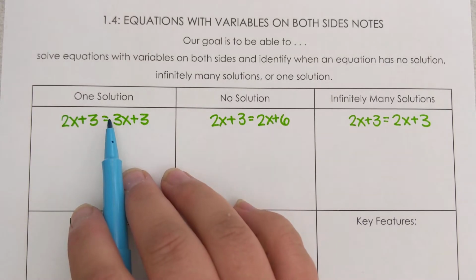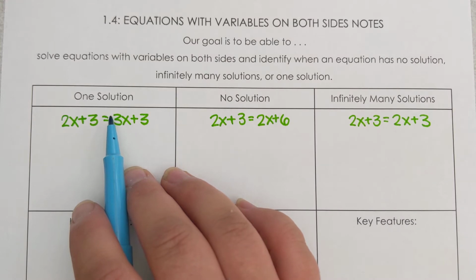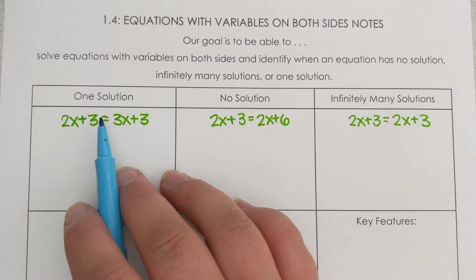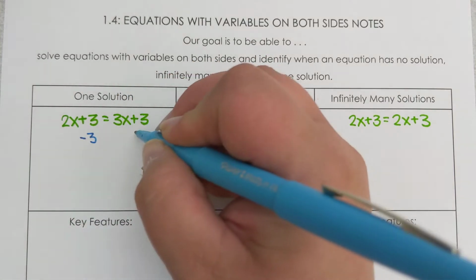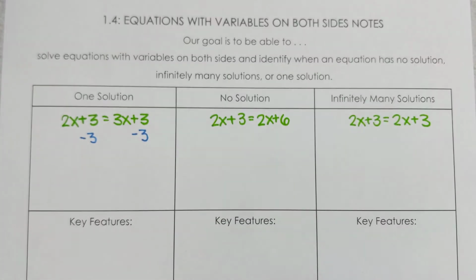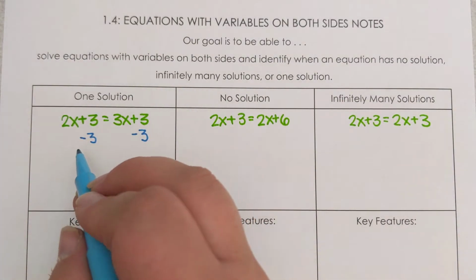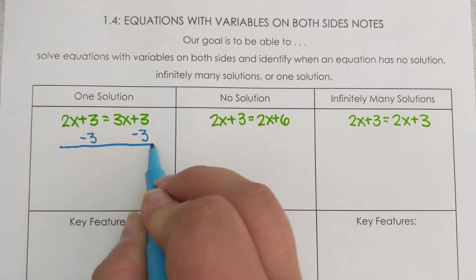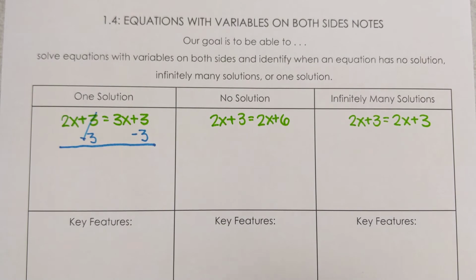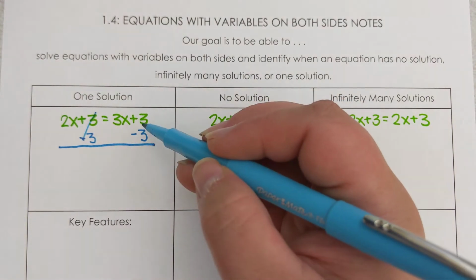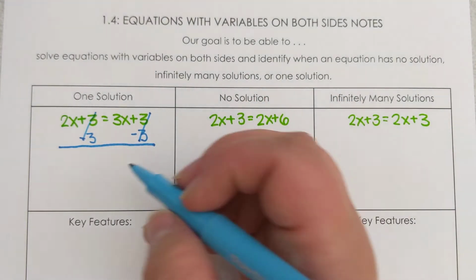I'm going to come over here to the one solution and just start solving it. I usually like my variables to go on the left and my things without variables to go on the right. So there's a plus 3 here. I'm going to subtract that 3 to the other side. You can pick whatever sides you want, I just like my variables on the left. So my 3's cancel out, and over here the same thing happens. So they both went away.